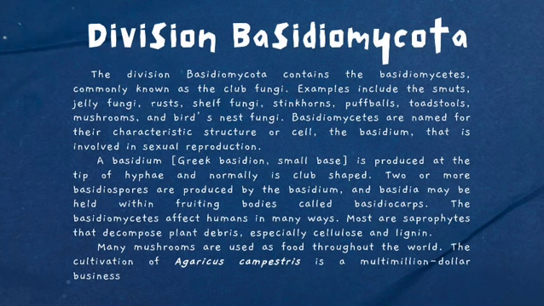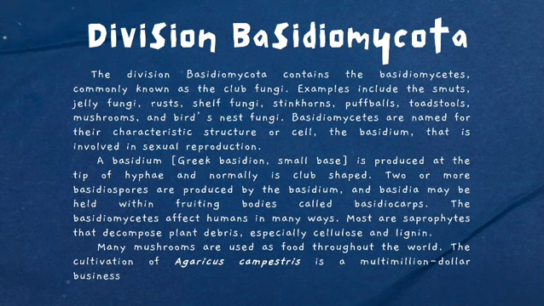Next come the basidiospores. The fungi present in it are called basidiomycetes, commonly known as club fungi. Some examples are jelly fungi, rusts, shelf fungi, stinkhorns, puffballs, toadstools, and mushrooms are the best examples, and bird nest fungi are some other examples of basidiomycetes. The basidiomycetes are named after their basidium, a sexual structure formed during sexual reproduction, through which the name has arrived. This basidium is produced at the tip of the hyphae.